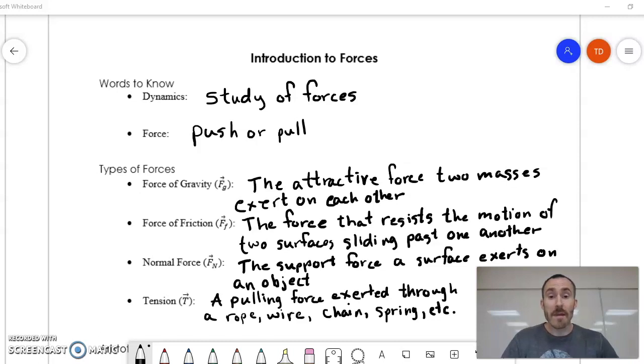So these are the four main forces that we're going to come across in this unit on dynamics. These are not all the forces that are possible, but this is a good start to categories of forces that we can study. So we're going to move on to some history of force, as well as talking about Newton's laws.